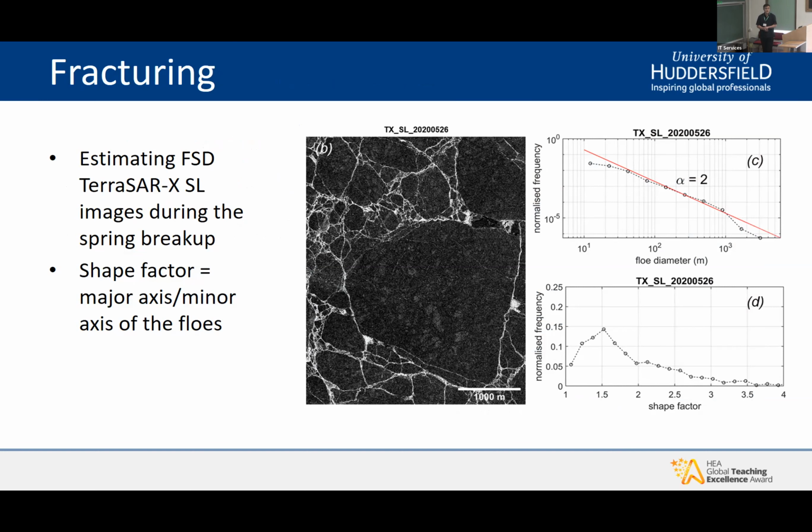To look at the fracturing, or so-called spring breakup case, we look at these SAR spotlight images. It's very high resolution, less than 1 meter. Because this is springtime, you have a backscattering inversion, so the floes look black and the fracture lines look white. So we reversed the image processing, to get the floe size right during the spring breakup.